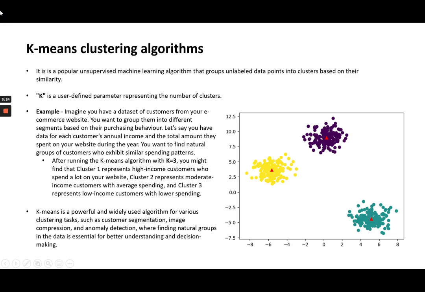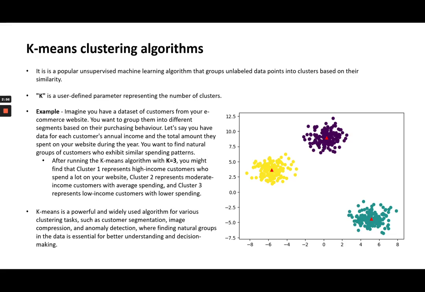So what we want to do is group these people, or this data set of customers that we have, into different segments based on the purchasing behavior. Let's say we know that for each customer the annual income is known to us, as well as the total amount they spent on our website during the year. So this is known. Now what we want to find is the natural group of customers who exhibit similar spending patterns.